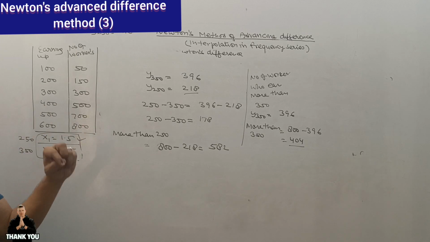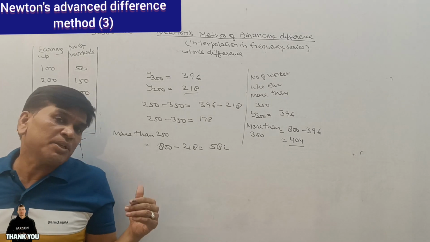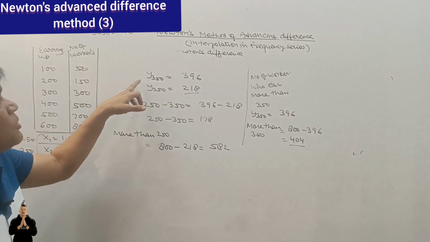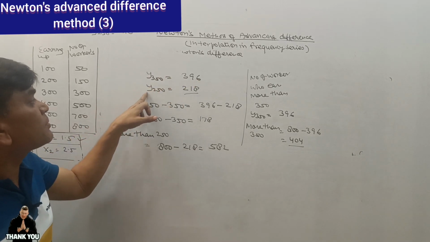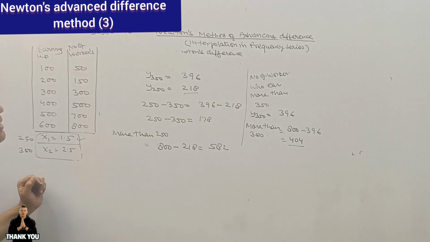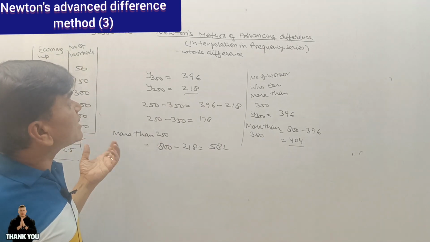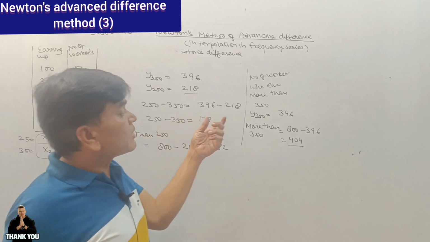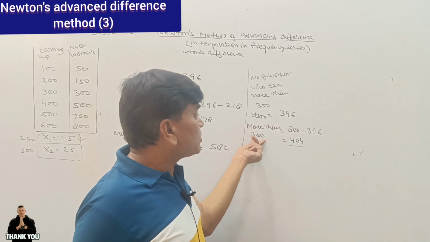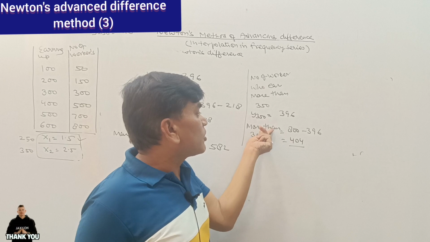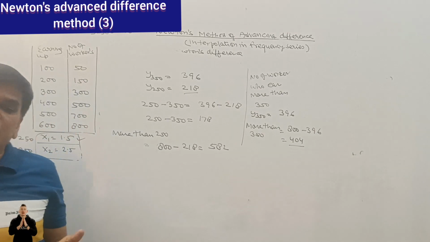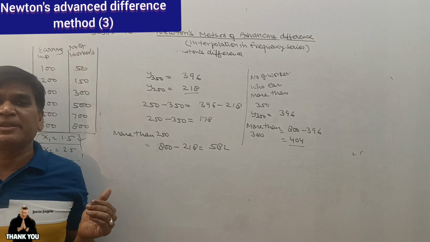In this question two questions were asked. The very first, how many workers are getting a salary between 250 to 350. So up to 350 that was 396, up to 250 was 218, so 396 minus 218 that is 178. The second question, how many workers are getting a salary more than 350? So the total number is 800, getting up to 350 is 396, so more than 350 that is 800 minus 396, that is 404. So in this manner also you can use this Newton advanced difference formula.